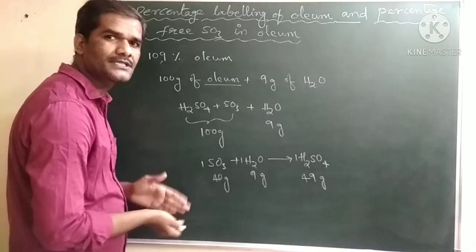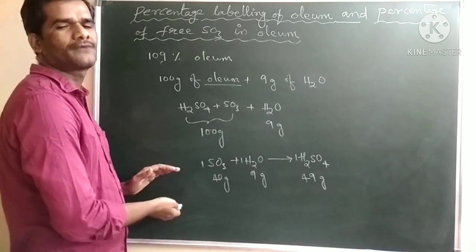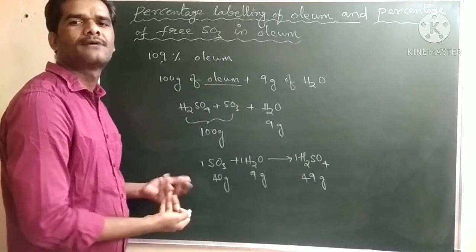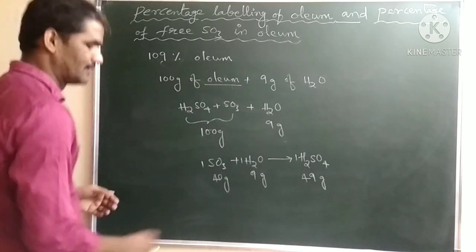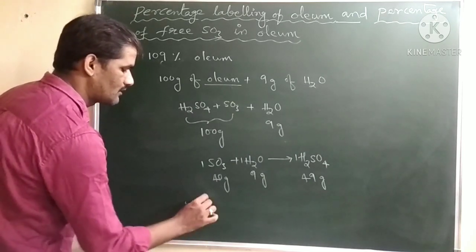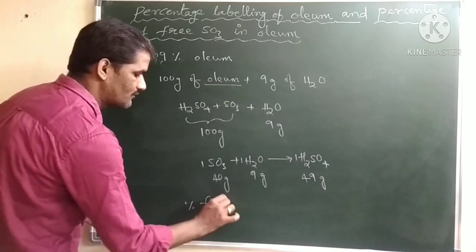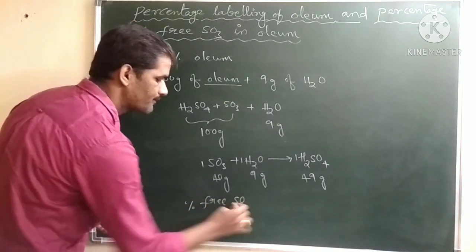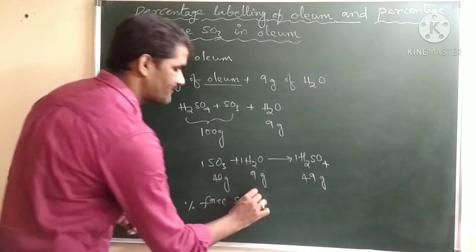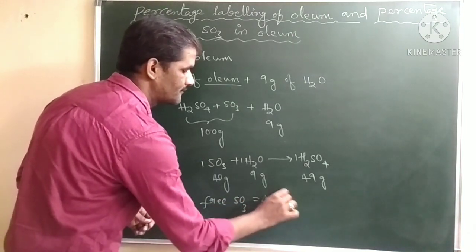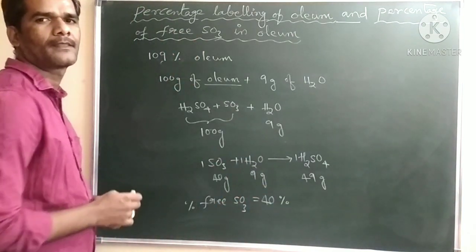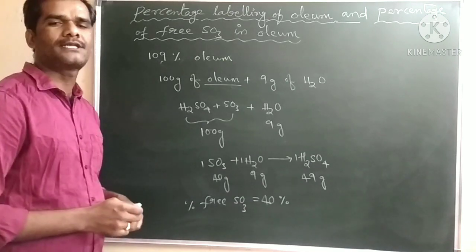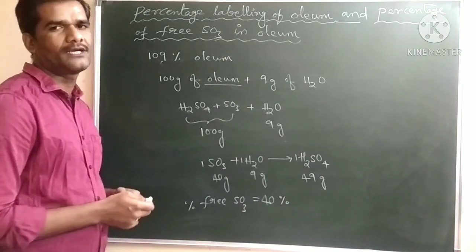Then what is the percentage? In 100 grams, 40 grams is there. So the percentage is 40%. Now we can label easily. Percentage of free SO3 is 40%. So this is the percentage of free SO3 in oleum.